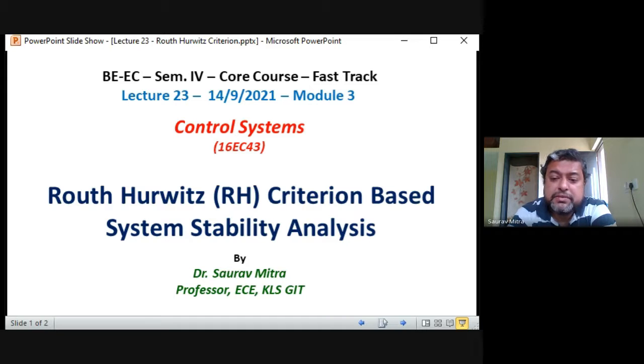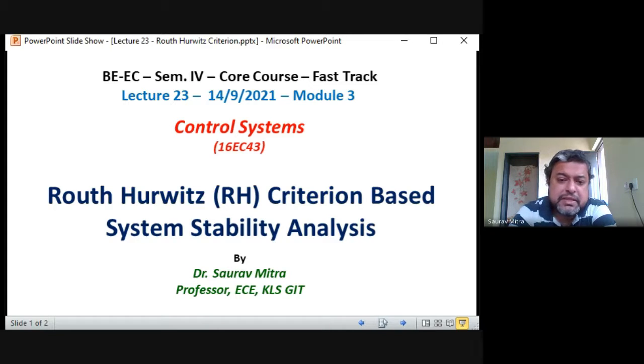Now, whenever we find the characteristic equation of a system, from there we can find out whether the system is stable or unstable. That means this is a criterion, the Routh-Hurwitz criterion. It tells us whether all the roots of the characteristic equation are in the left hand side, or whether there are some roots lying in the right hand side.